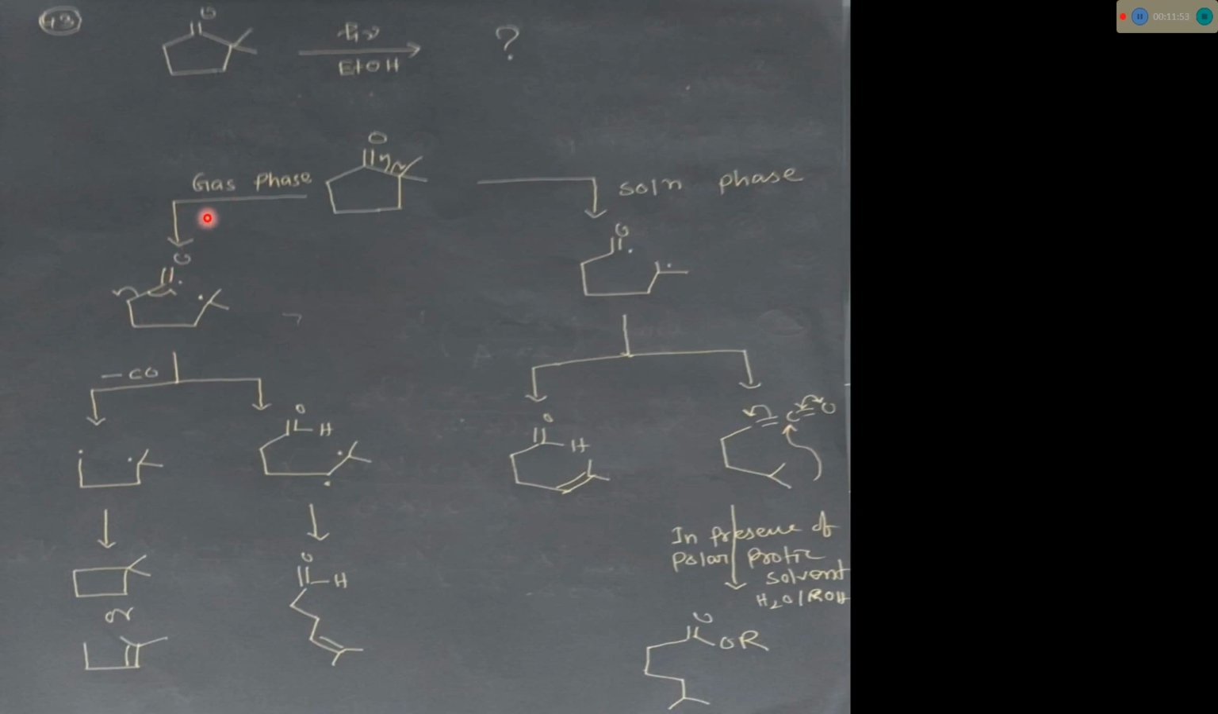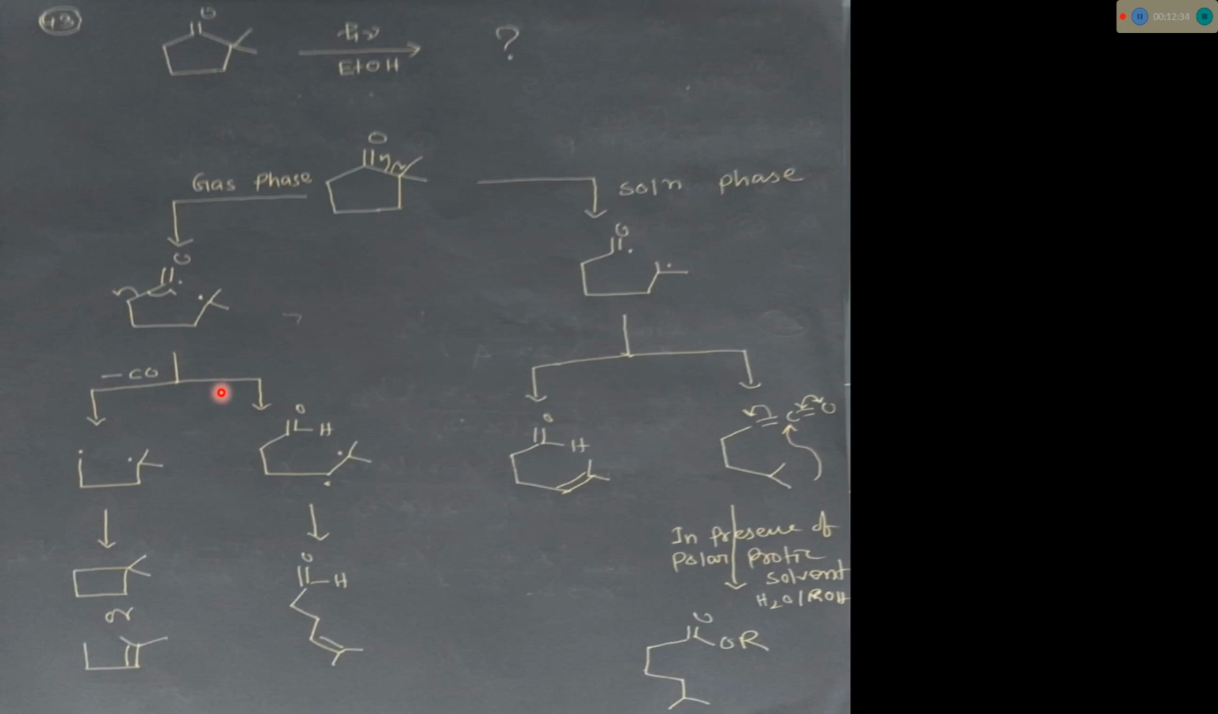Gas phase conditions mean there is no solvent in the reaction medium. The CO group is lost to form a dialkyl radical. Now this dialkyl radical either cyclizes, or this radical abstracts a hydrogen from here, and then these two radicals combine to form a double bond, and here that hydrogen will attach. This is the first possibility in gas phase.